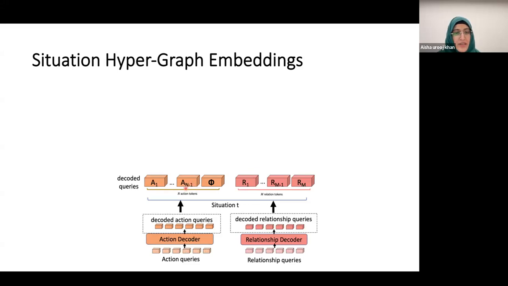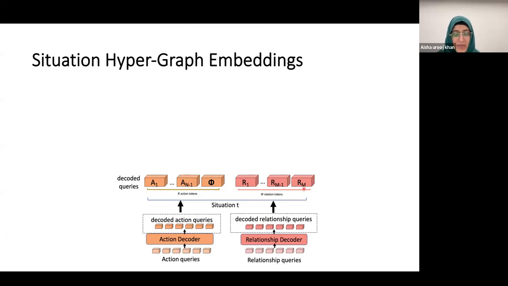Now these are the decoded queries we had. If there are fewer decoded queries, it means that you had some actual queries, but in actual, we have N action tokens, and for this token we do not have anything in the ground truth.